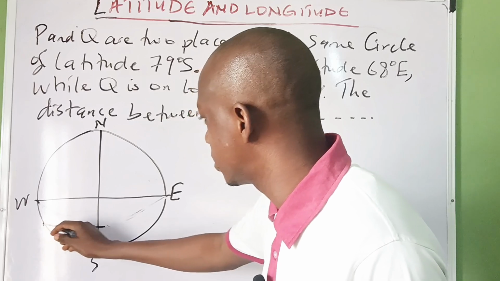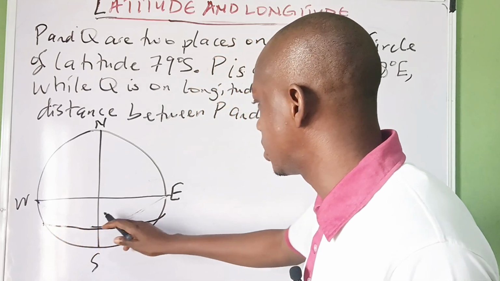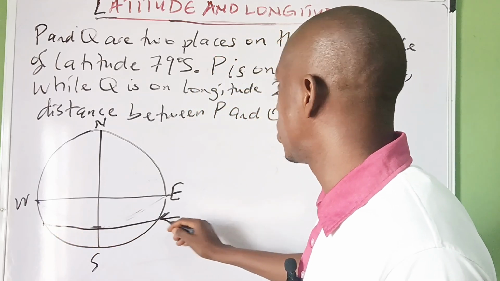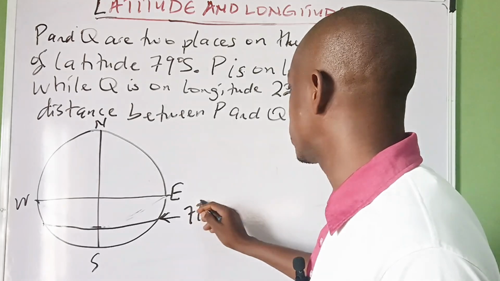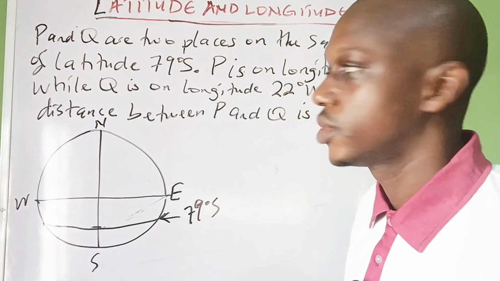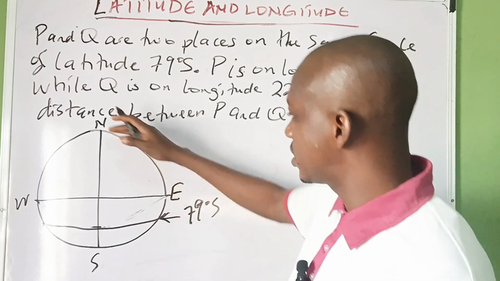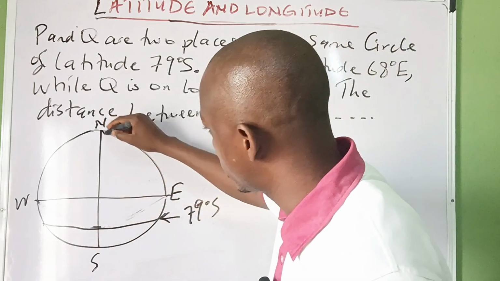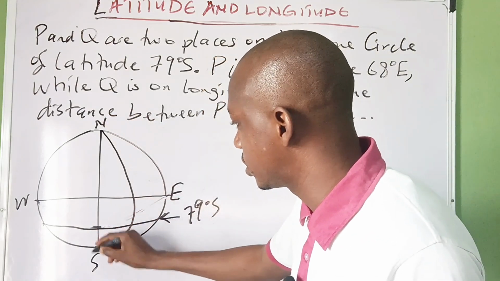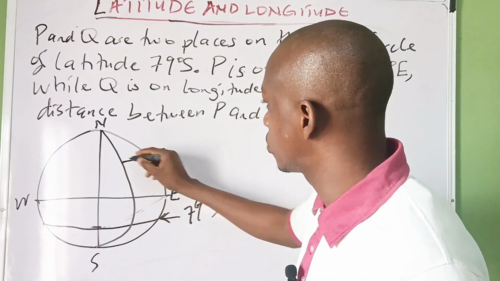So it's around this place, like this. Are you getting it, please? So this is 79 degrees south. Now, P is on longitude 68 degrees east. East means it switched to the east here, when it swings here like this, to the east. Do you see that?